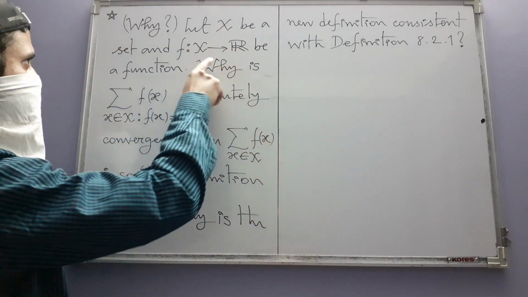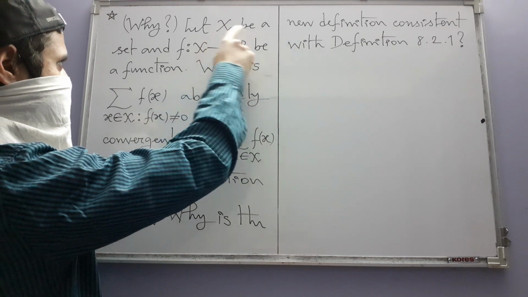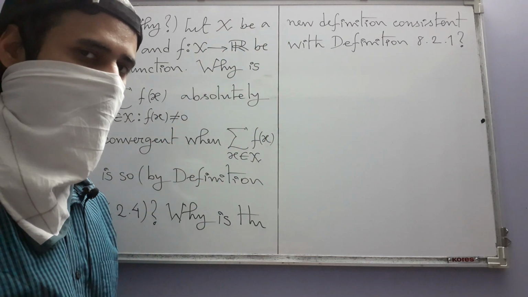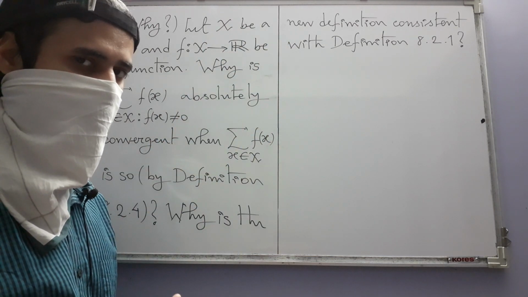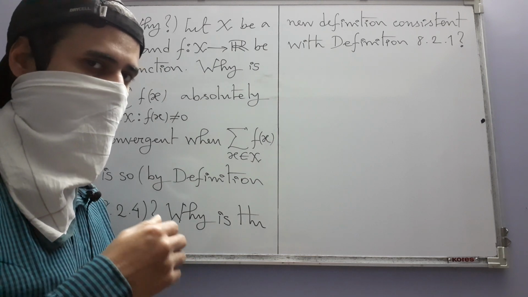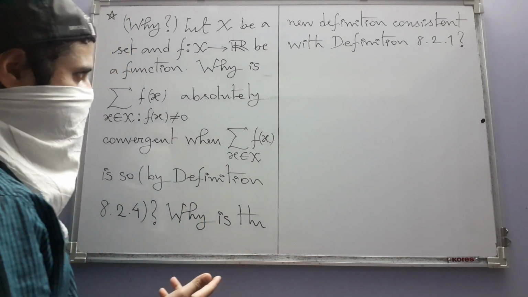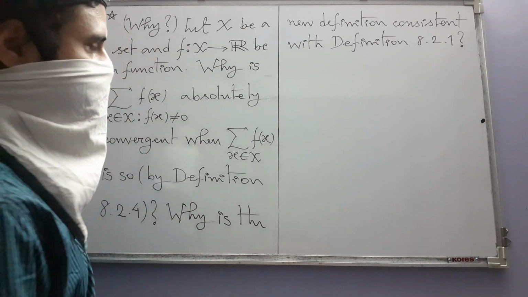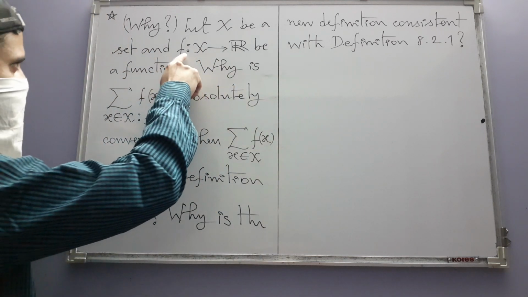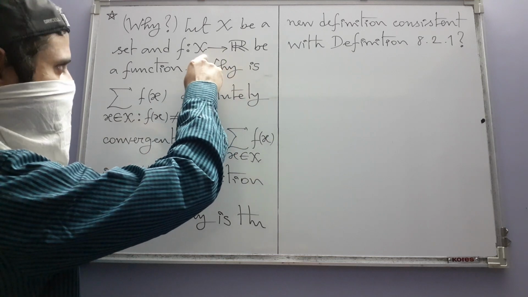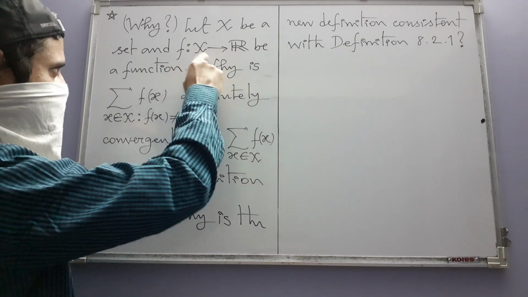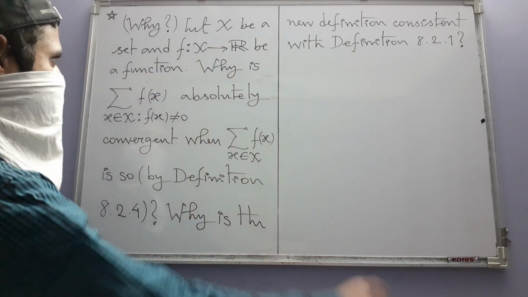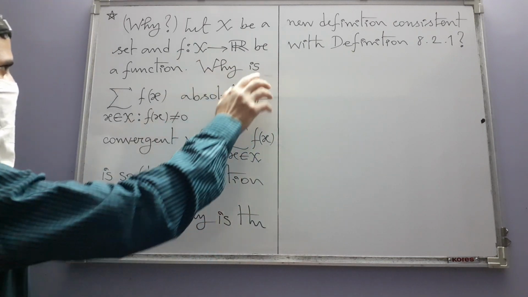So here we have a set. Let X be a set. X is any type of set. X can be finite or infinite. And when X is infinite, it can either be countable or uncountable. And as usual, f is a real valued function defined on X, that is, f has X as its domain and R as its range.